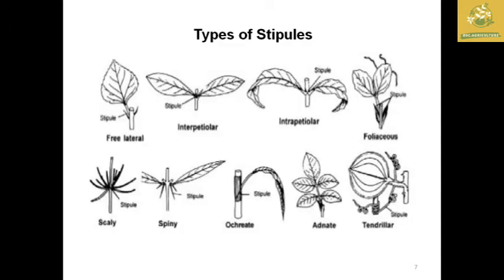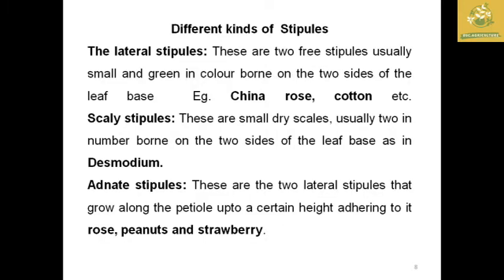And these are the pictures of the types of stipules: free lateral, interpetiolar, intrapetiolar, foliaceous, scaly, spiny, arcuate, adnate, and tendrils. So these are the different types of stipules which are present in the leaves. And I have given the definitions for each and every one of the different kinds of stipules.